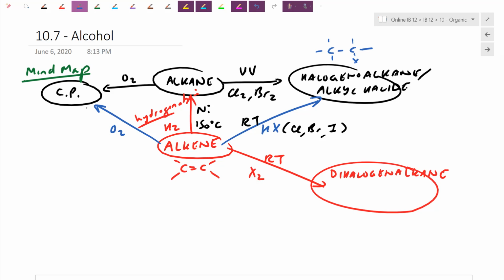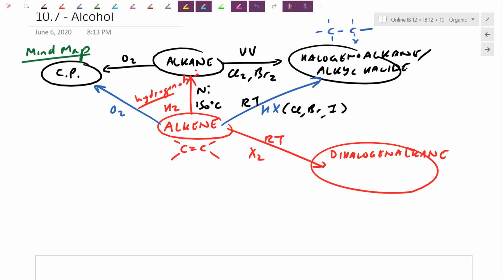One of the most important reactions that we learned from yesterday was an equilibrium reaction. This one required concentrated sulfuric acid, or any acid for that matter, but concentrated sulfuric acid. We were able to add water across the double bond.